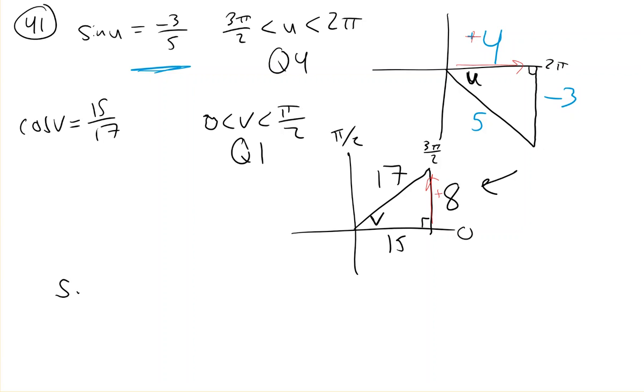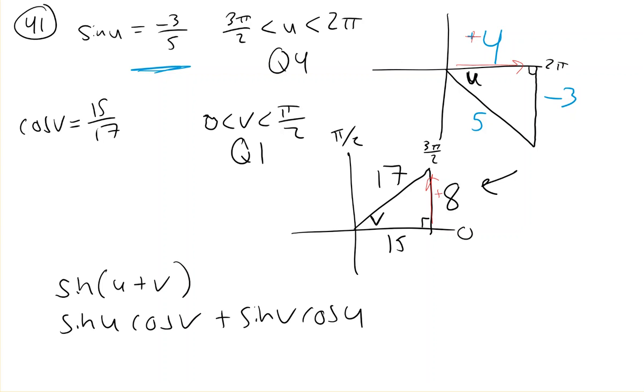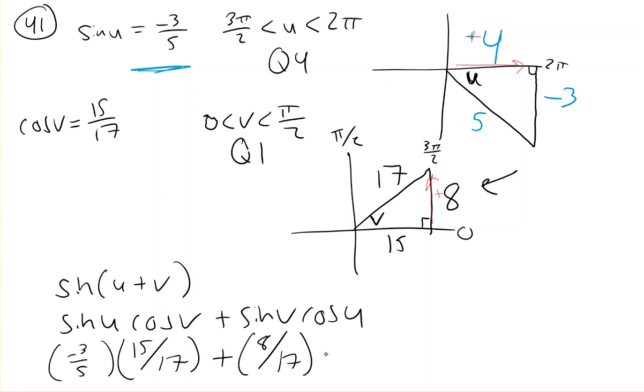41 specifically wants to know what is the sine of u plus v. So plug it in the formula. Go and find those 4 ratios. The sine of u. I guess that was technically given to me, but I can double check it with my triangle. Cosine of v was given to me. I can also check it from the triangle. Now the sine of v I didn't know. It's 8/17. Cosine of u I did know. It is 4/5.